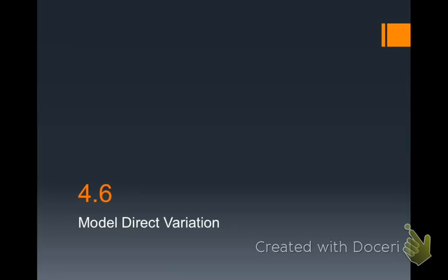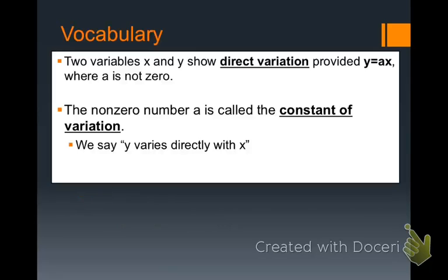This is section 4.6, Model Direct Variation. Two variables, x and y, show direct variation provided y equals ax, where a is not 0. The non-zero number a is called the constant of variation. So we would say y varies directly with x.